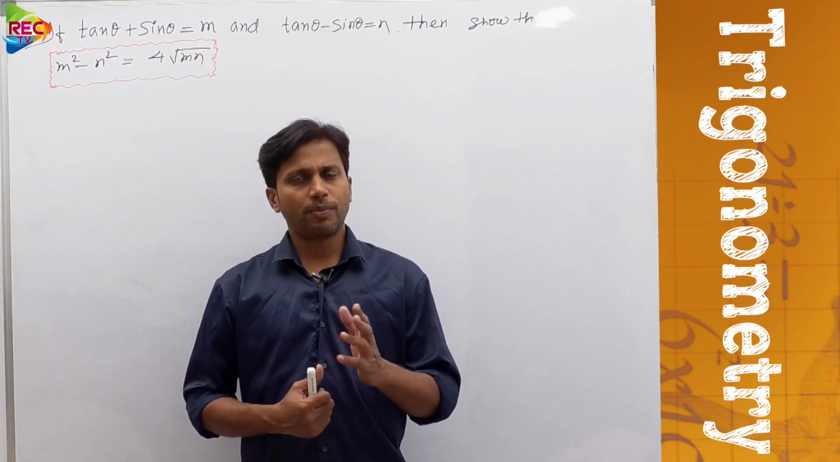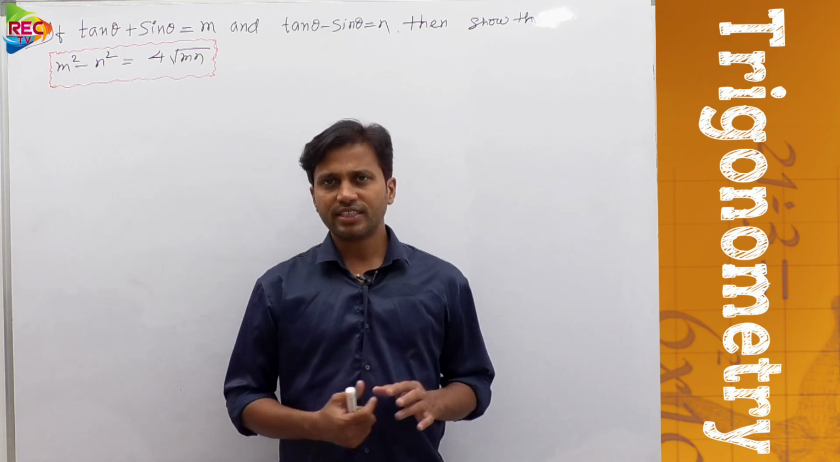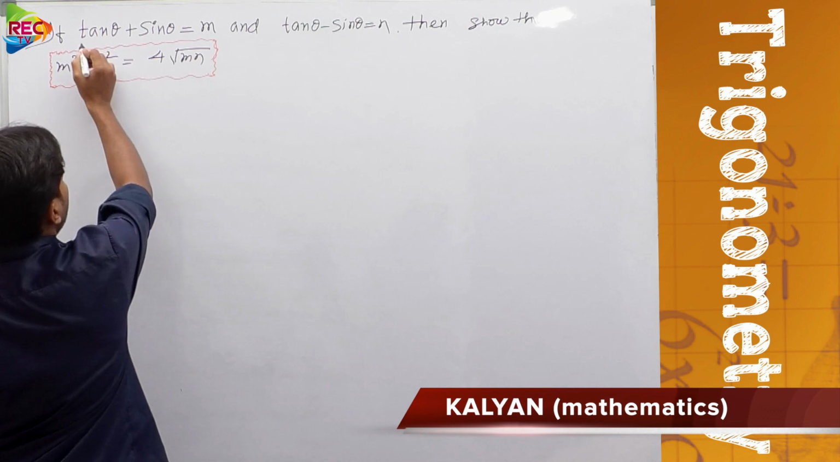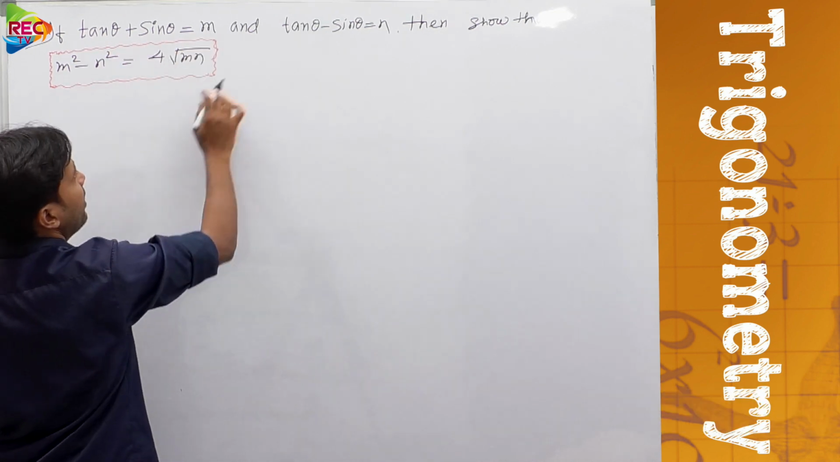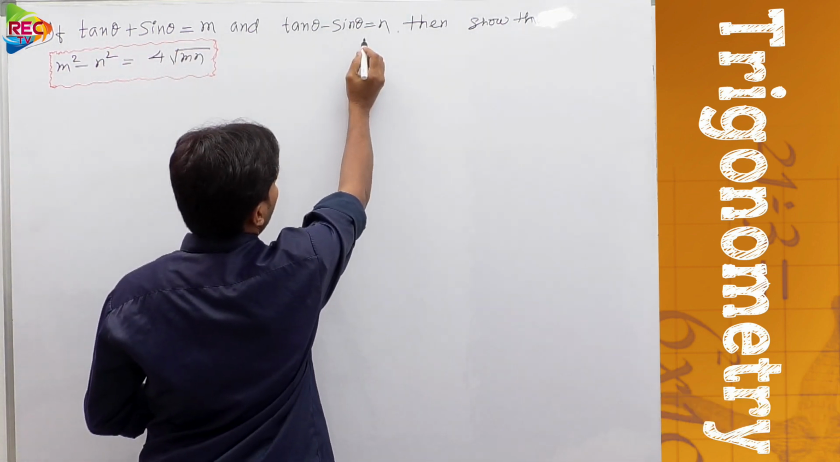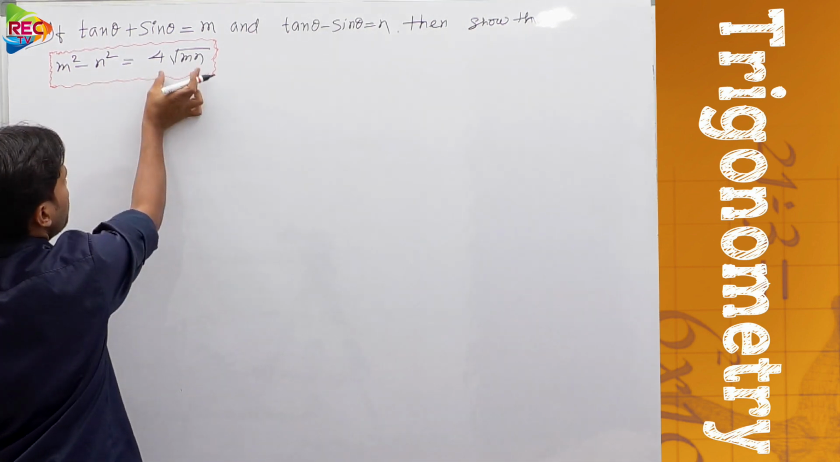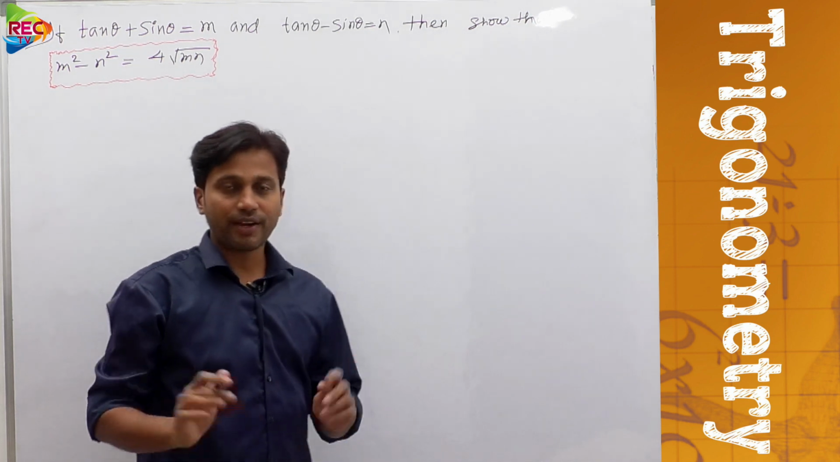So let us do one more problem from trigonometric identities. Just see here. Here we are given that if tan theta plus sin theta equals m and tan theta minus sin theta equals n, then show that m square minus n square equals 4 root mn. Okay, like this we have to show.